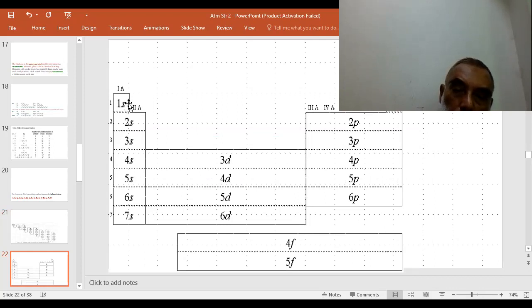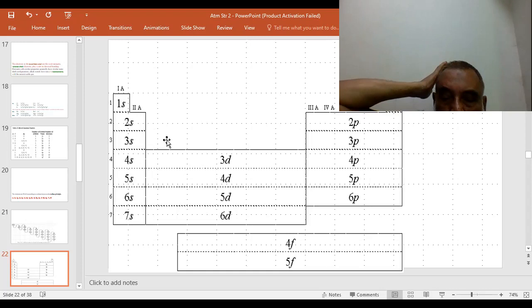In hydrogen, one electron is there. 1s is 2 in helium, 2s is 1 in lithium, and so on. There are 2 s electrons and 6 p electrons.